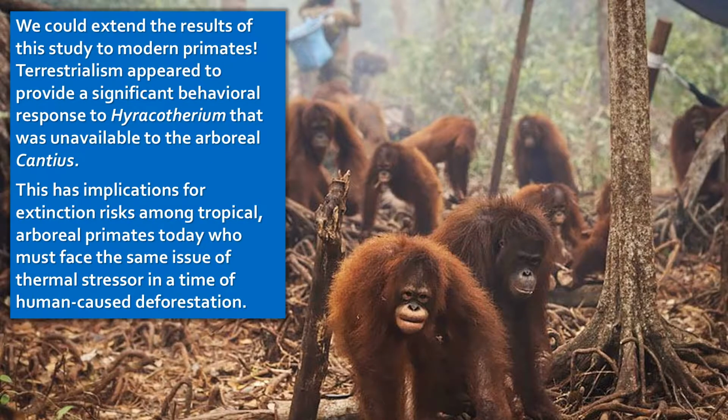We could extend the results of this study to modern primates. Terrestrialism appeared to provide a significant behavioral response to Herecotherium that was unavailable to the arboreal Canius. This has implications for extinction risks among tropical arboreal primates today, who must face the same issue of thermal stressor in a time of human-caused deforestation. If Canius couldn't find a way to fix the problem of arboreality, how can we expect modern arboreal primates to do any differently?